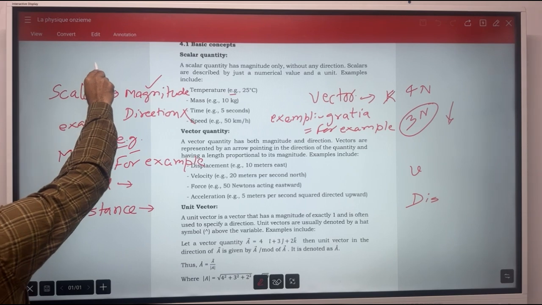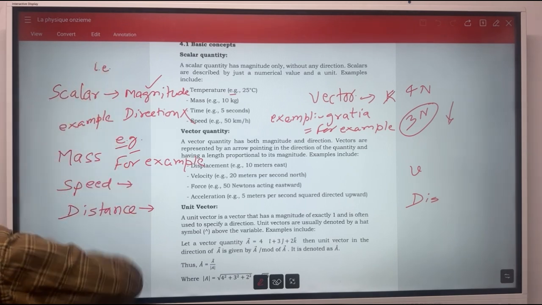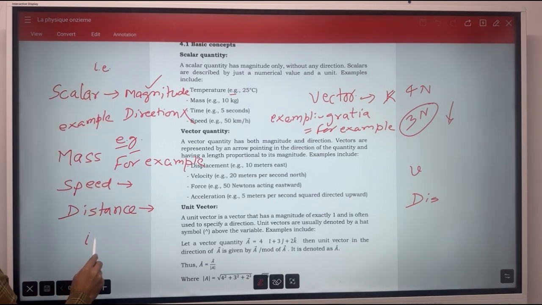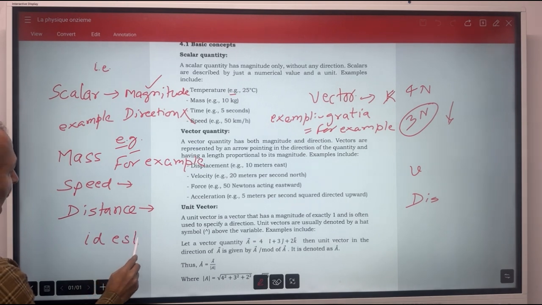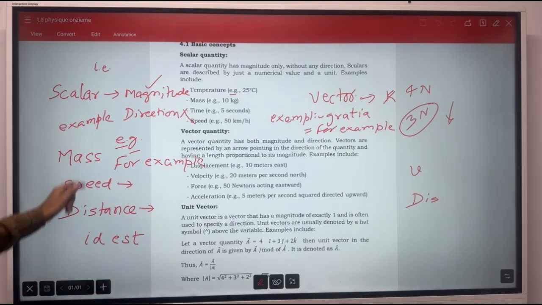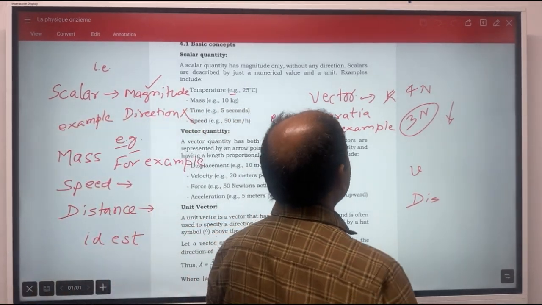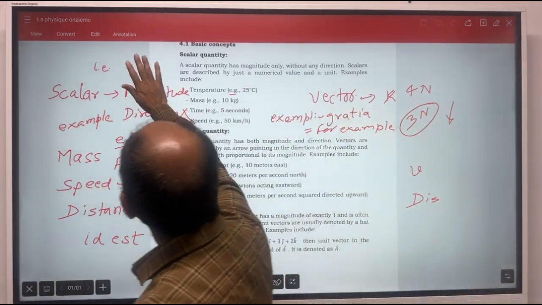Similarly, you must have seen that sometimes we write i.e., and we read it as "that is." Why so? The reason is very simple. It is the short form of id est, which means that is. So this will be helpful for you in English. You must know about it.